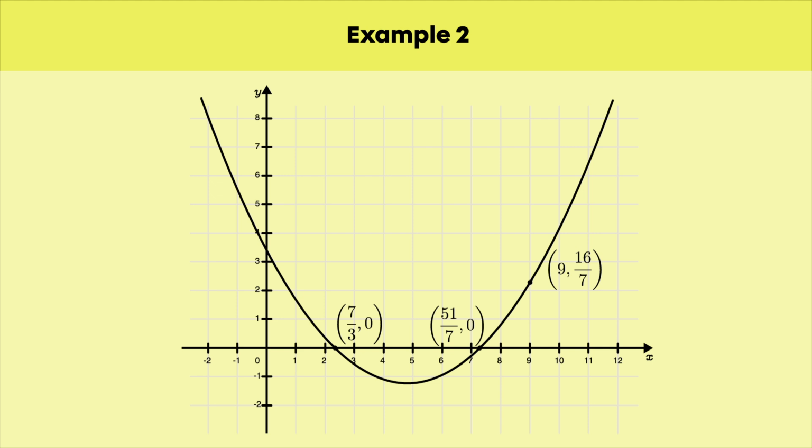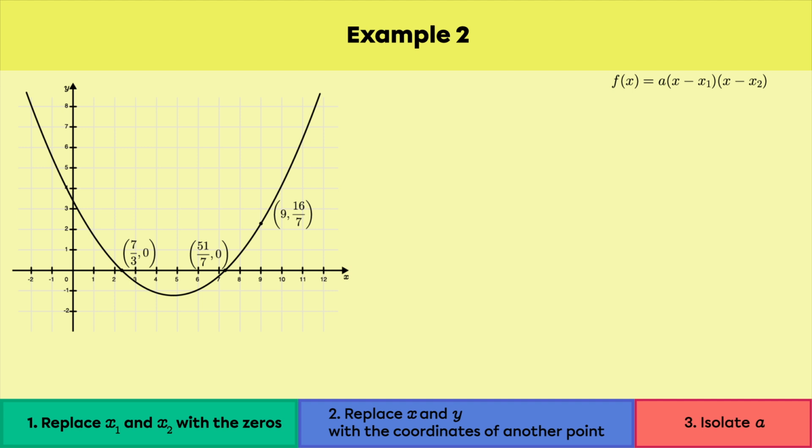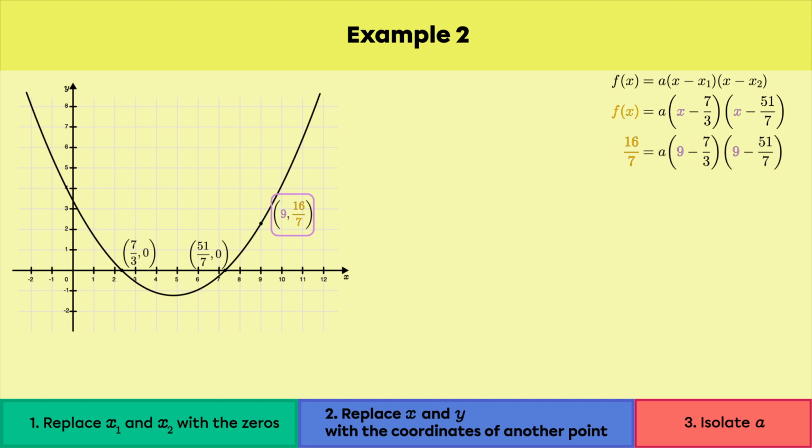Here's another example. We want to find the rule of this function. Analyzing the information provided, you'll notice that we have the coordinates of both zeros and of a third point. Just like in the first example, we'll work with the factored form. Start by replacing x1 and x2 in the rule with 7/3 and 51/7. We still need to find the value of parameter a using the third point. Replace x with 9 in both places and f of x with 16/7.